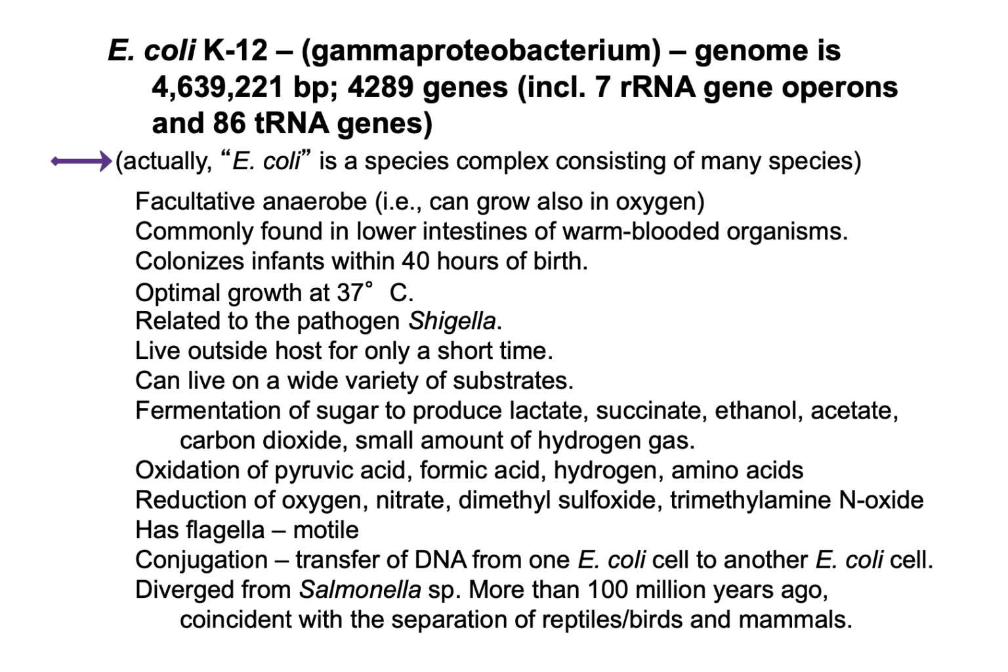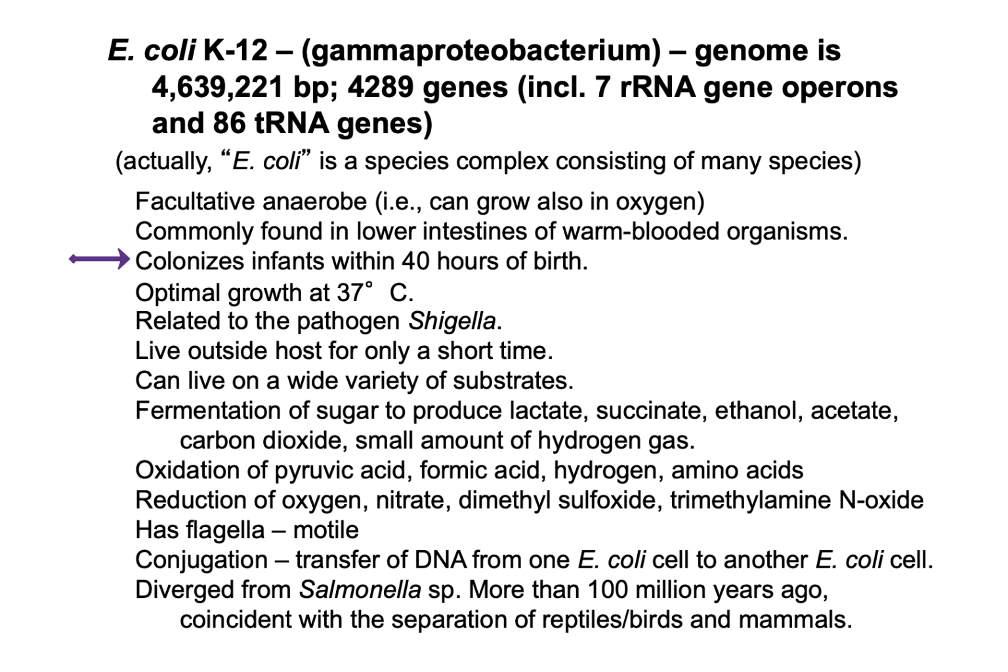So E. coli is actually a species complex consisting of many species. So this is just K12. And if we had O157, that's a pathogenic E. coli. So it's a facultative anaerobe. That is, it mainly grows in anaerobic environments, such as the human gut and other guts. But it can grow out in oxygen, so we can grow it in the lab as well. It's commonly found in the lower intestines of warm-blooded animals or organisms.